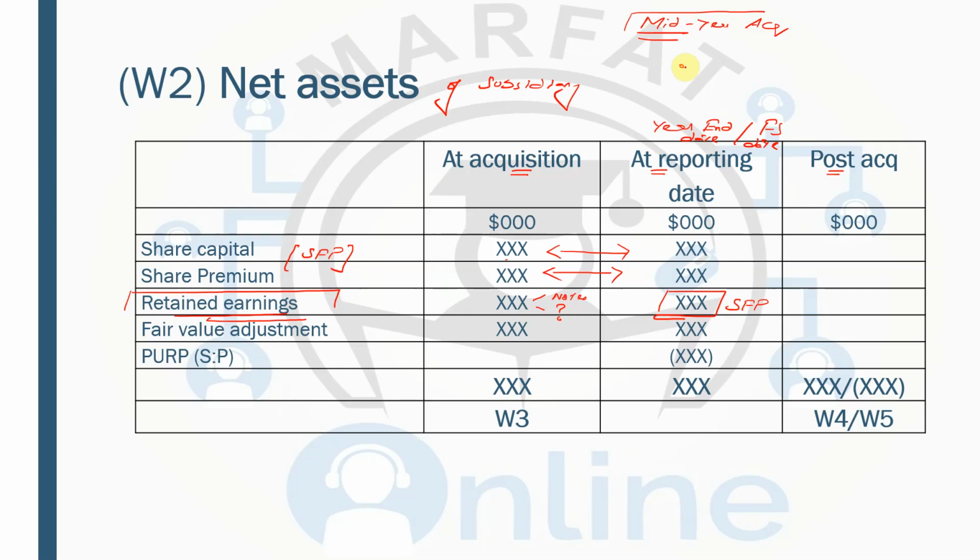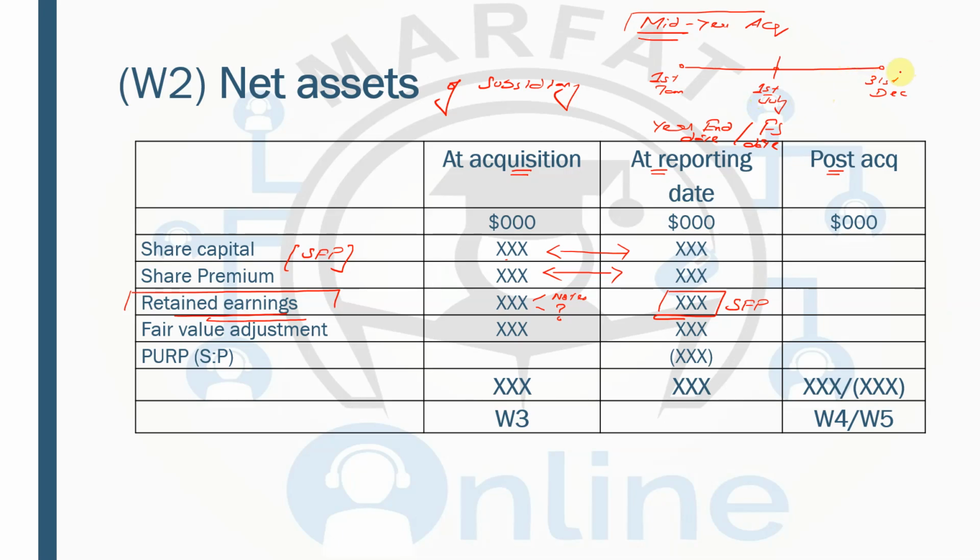you need to draw a timeline first and make sure you are understanding this concept with appropriate attention. So let's assume the year starts from 1st January and it ends on 31st December, right? And let's assume the subsidiary is acquired exactly midway, so on 1st July. The subsidiary is being acquired on 1st July.